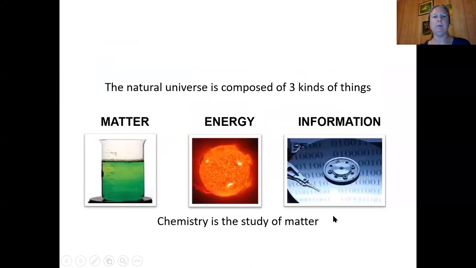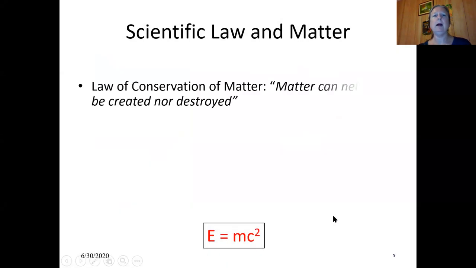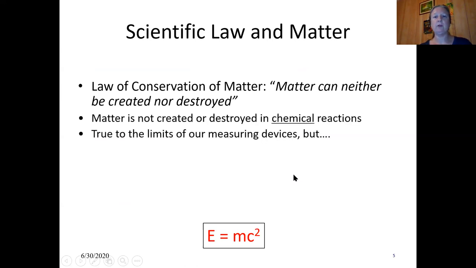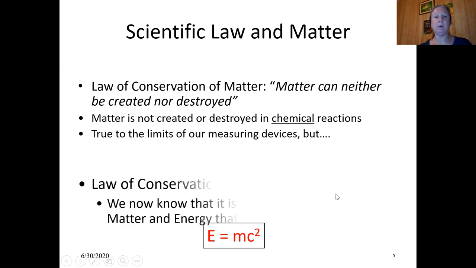I'm going to skip to a very, very critical scientific law, the law of conservation. Matter cannot be created or destroyed. And this is very important because in a chemical reaction, whatever you start with, the number of atoms has to be the same as what you end up with. You are not going to lose any of those atoms. They might change physical state. They will change structure, but they won't be lost. So it is just altered. Matter is not created or destroyed.